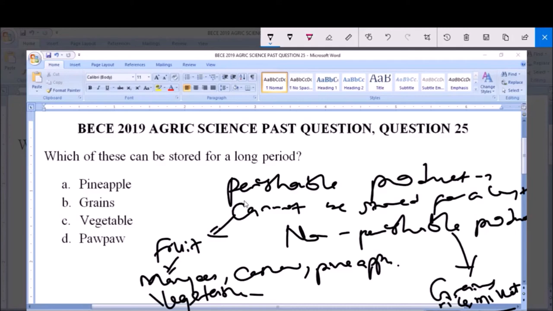But pineapple, vegetable and pawpaw, these three will not stay for long. These three are perishable products. That is, they cannot last for a long period of time. But grains here, which is option B, for example the rice and the millet, can stay for a longer period of time. So the answer to this question, which of these can be stored for a long period, is grains. So option B is our answer.